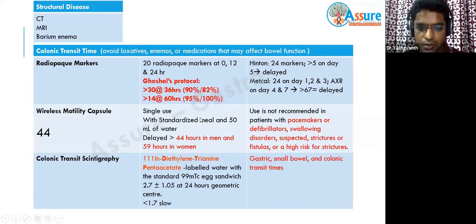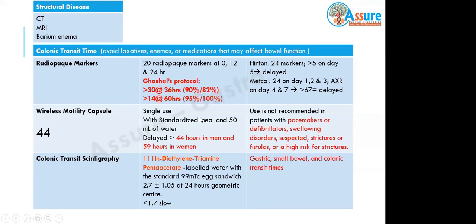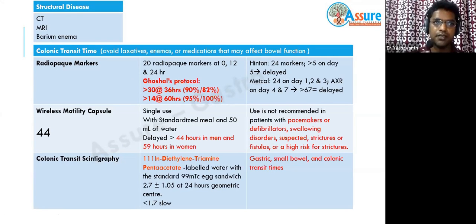Okay, so sometimes it might be a smart capsule. Smart capsule is a capsule endoscopy, plus it will also assess the motility. With a standardized meal, you give it this smart capsule with 50 ml of water. If it's delayed, meaning more than 44 hours in men and more than 59 hours in women, it is delayed. So how do you remember 44 in men? I thought it might be helpful for you: M44.